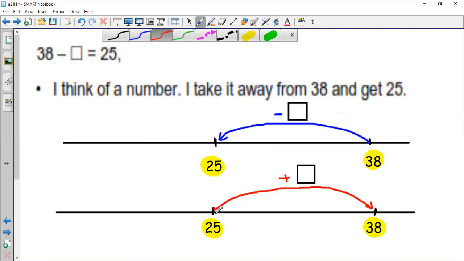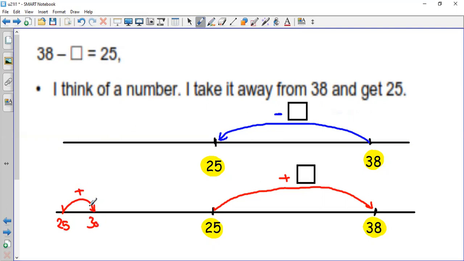From 25, I will jump to the next multiple of 10. Imagine that here is 25. I will jump to the next multiple of 10, which is 30. I need 5 steps. Then from 30, I will go forward some steps until I reach 38. So I need 8 steps. So in total, I walked 5 steps, then 8 steps, in total 13 steps. So it should take 13 steps from 25 to reach 38.